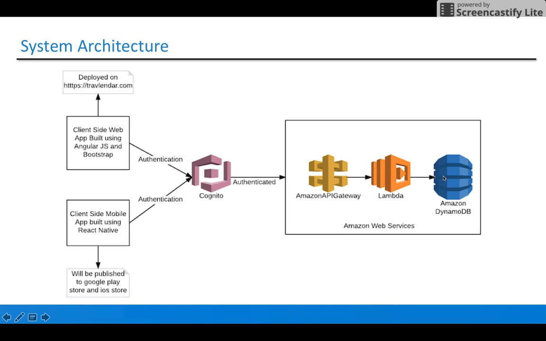from Amazon DynamoDB. The same backend infrastructure is going to be used by the mobile client devices, and the web application is going to be deployed on https travelender.com and is live at the moment. The mobile application, which is undergoing development, will be published to the Play Store and the iOS Store.